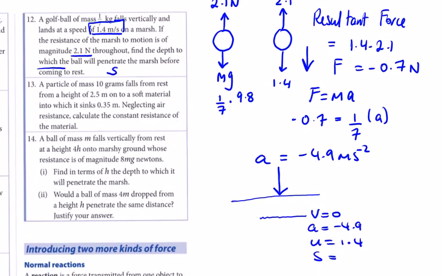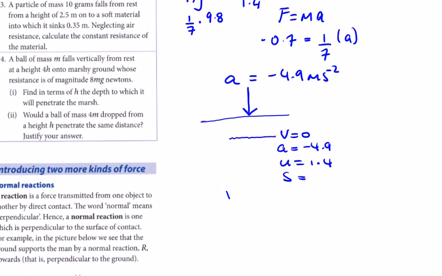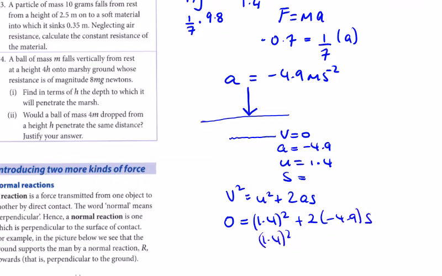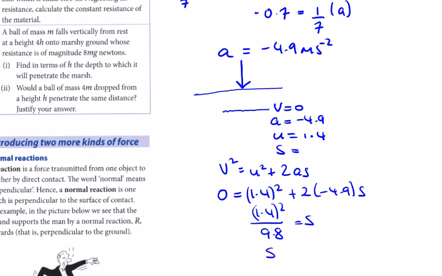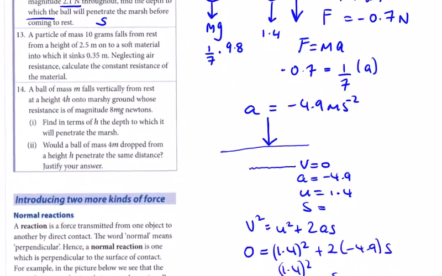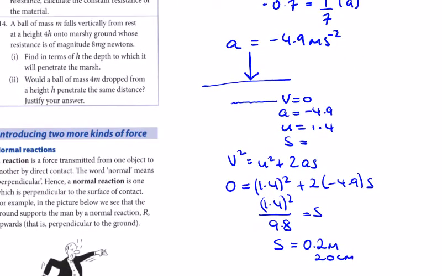So V, U, A, S. We can use V squared is equal to U squared plus 2AS to see how far this golf ball goes down. So it comes to rest. It hits at 1.4 and twice minus 4.9 by S. So we're going to have 1.4 squared divided by 9.8 is going to give me S. So this golf ball is going to penetrate 0.2 meters, or 20 centimeters if you're asked for it in centimeters. We're not asked for either, so either answer here.